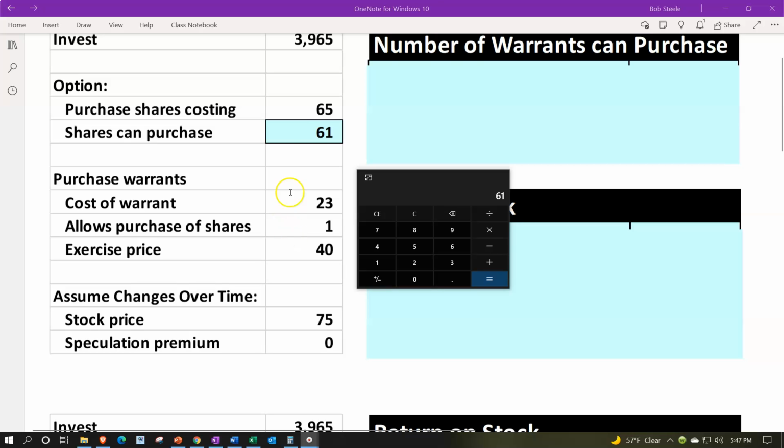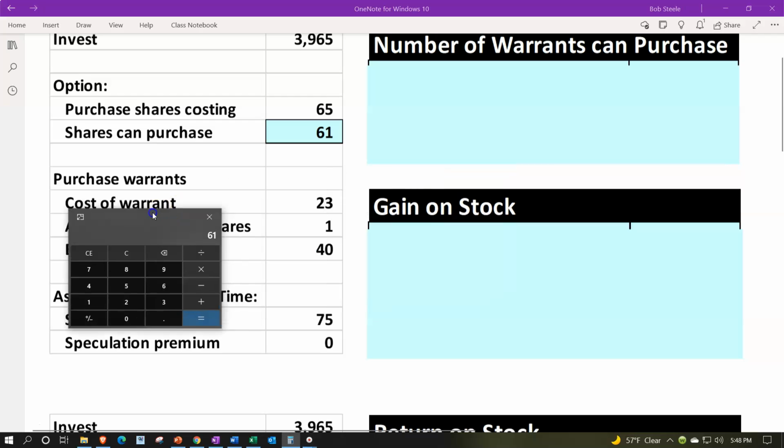That $40, of course, being below the current price. So if we just had the warrant and we're able to exercise it, we'd be able to exercise it for $40 instead of the current price, which is $65. But if we bought them right now, we have to pay $23 for them. We're going to assume that after time passes, the stock price will be at $75 versus where we're starting here at the $65 market price, and the speculation premium will be down to 0 on the warrants.